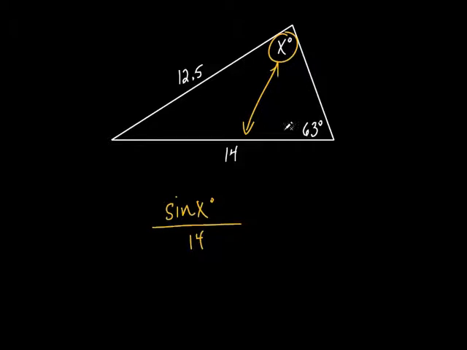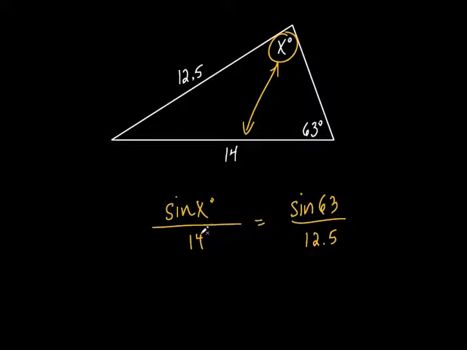All right. And now, do you know an angle and a side opposite the angle? Absolutely. So we're putting the angles on top this time, aren't we? So I'm going to put the sine of 63 over what? 12.5. Does that make sense? Now, I could have written it 14 over the sine of x equals 12.5 over the sine of 63. And that would have been fine. You could cross multiply and you're good to go.